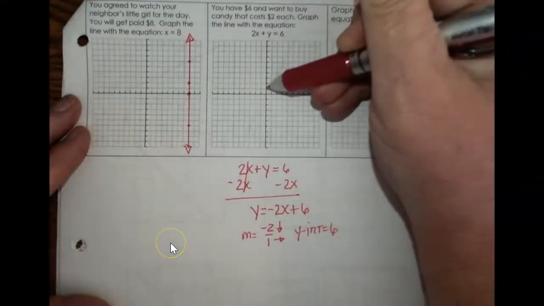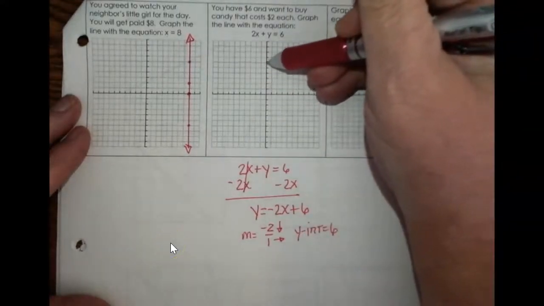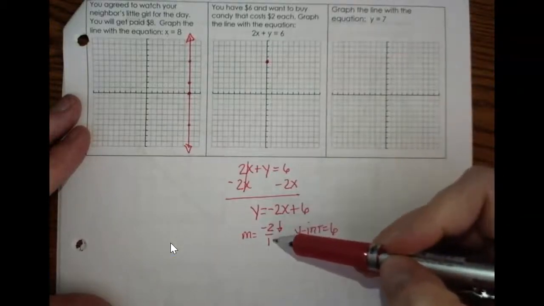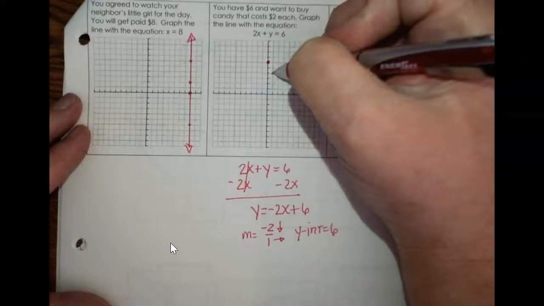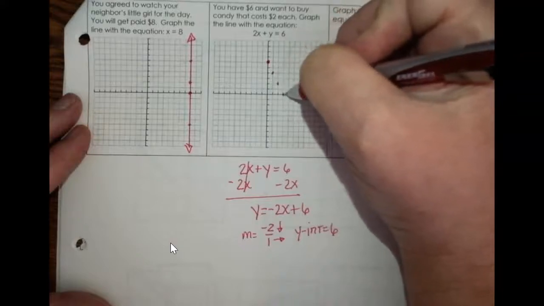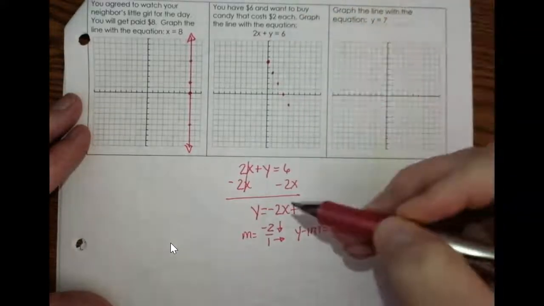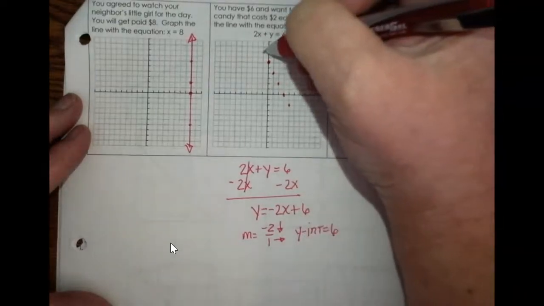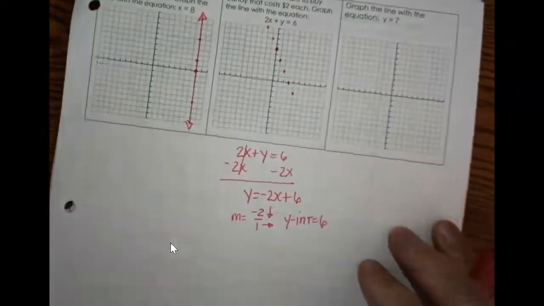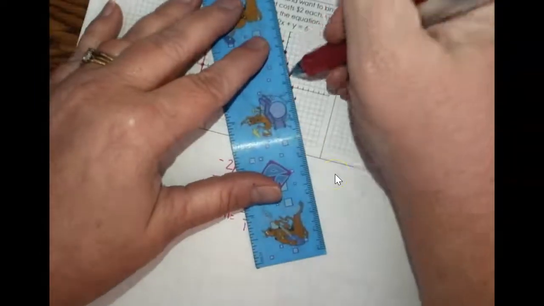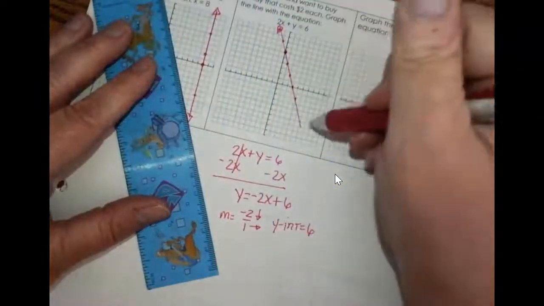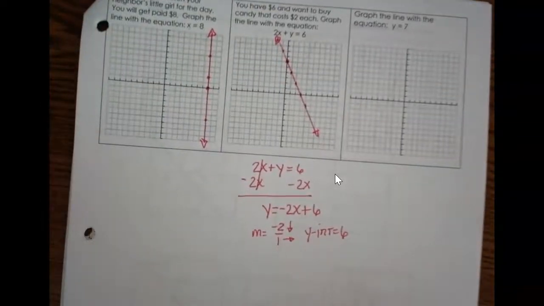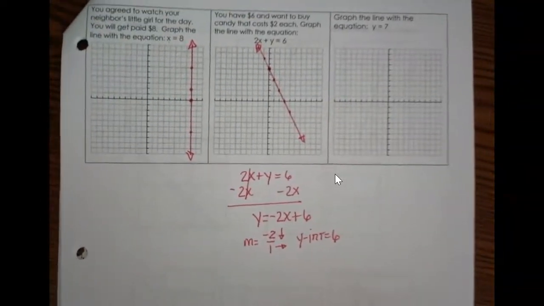So find where y is 6. 1, 2, 3, 4, 5, 6. Drop a point. From that point, you're going to go down 2 and right 1. Down 2, right 1. And keep doing that until you're happy with the amount of points you've got to make a line. If you wanted more points in the other direction, instead of down and right, you go up and left. I'm going to take my ruler, connect it, and put some arrows on it because we don't have any indication that the line's stopping in any way. Now your last one.